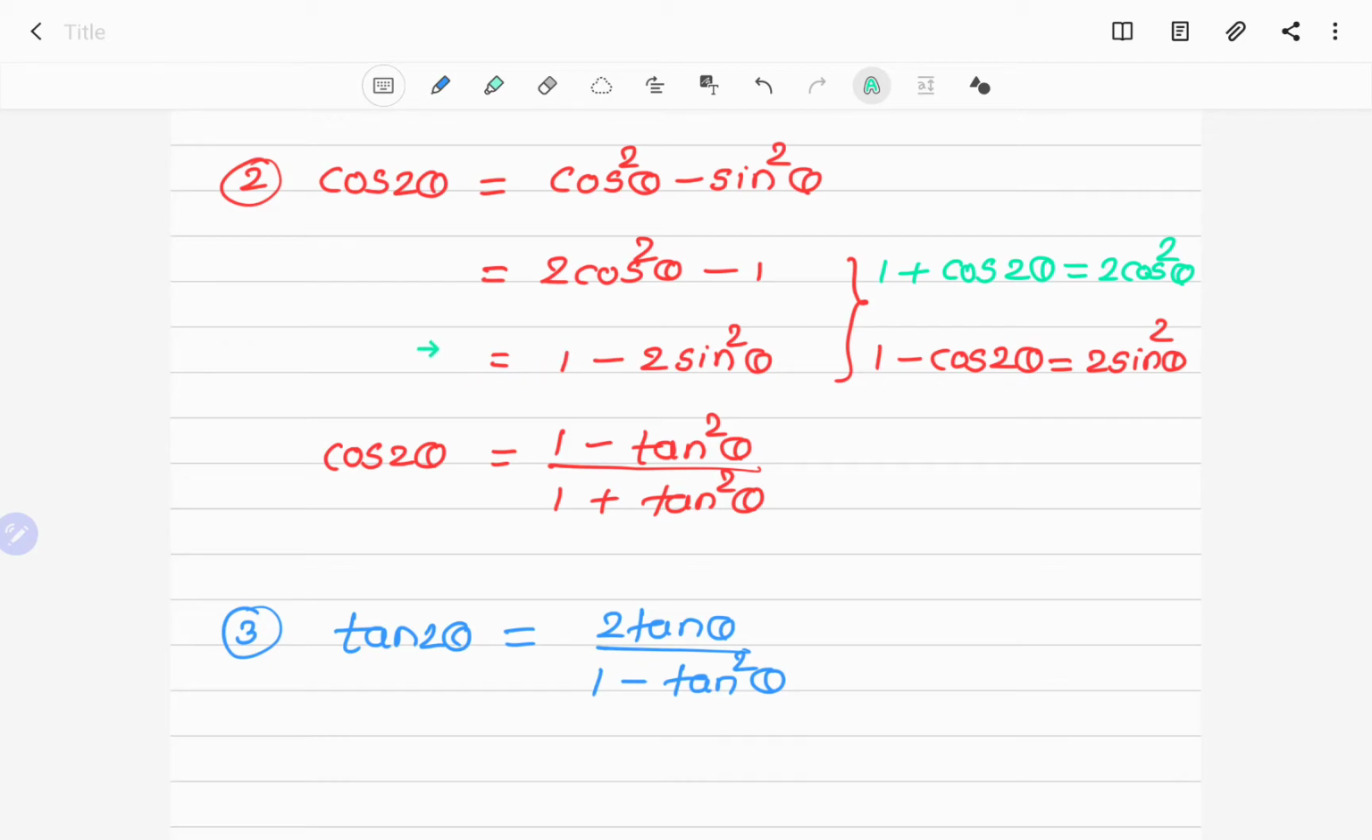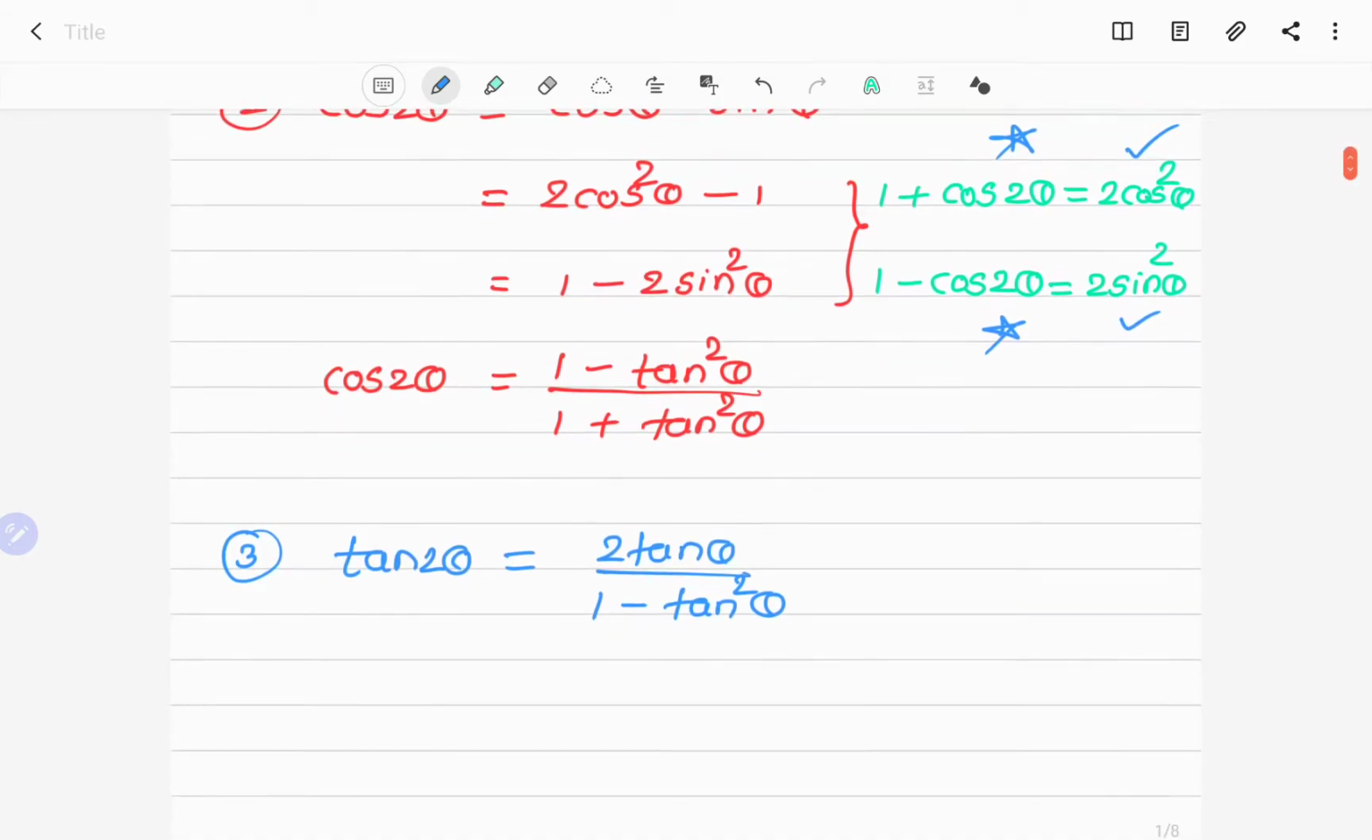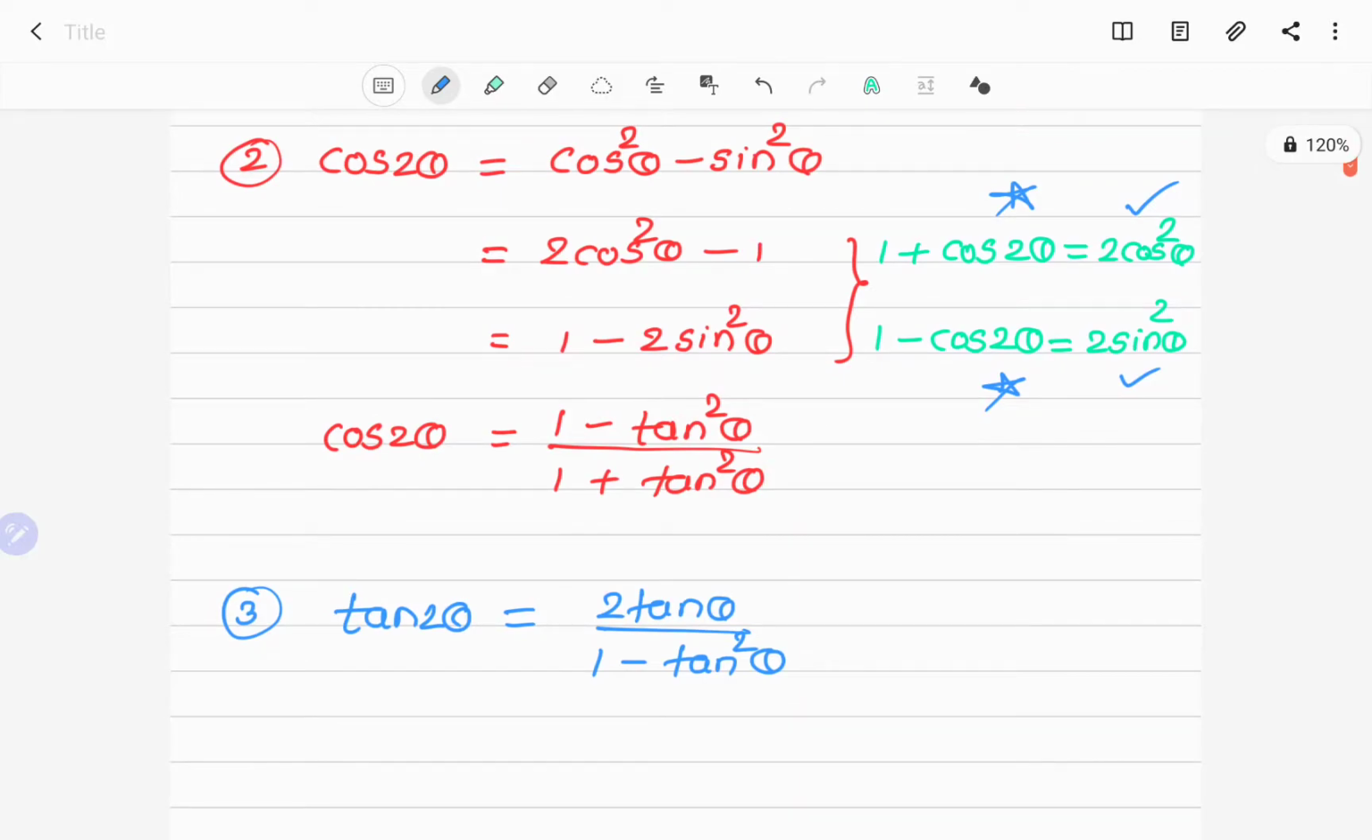And if you observe the next formula for cos 2 theta, which was 1 minus 2 sine square theta, if you make some changes in this formula, you will get this very important result: 1 minus cos 2 theta is 2 sine square theta. I hope every one of you knows these formulas. These two structures are very important ones. So 1 plus cos 2 theta is 2 cos square theta, and 1 minus cos 2 theta is 2 sine square theta. As far as cos 2 theta is concerned, there are 4 structures that you have to remember.